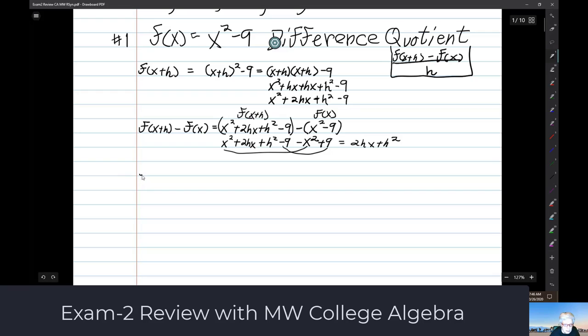So now we can find the difference quotient f of x plus h minus f of x over h equals, okay, we found out what that equals, it equals this. And then we divide by h.